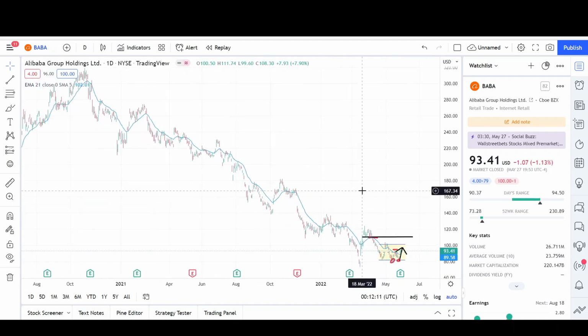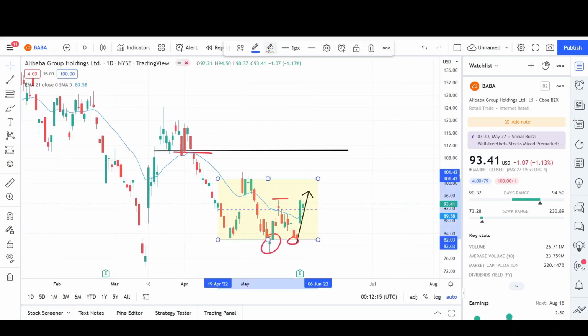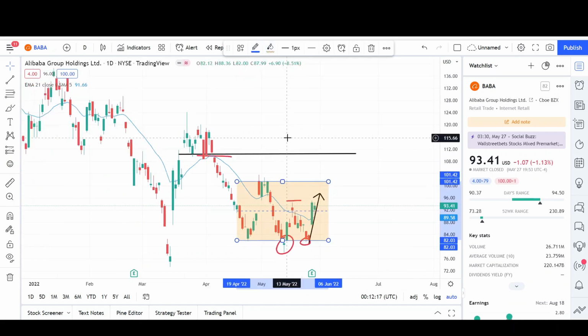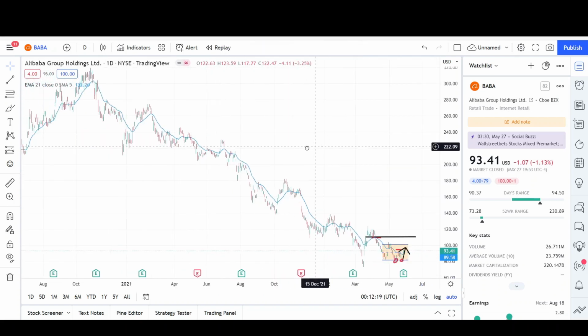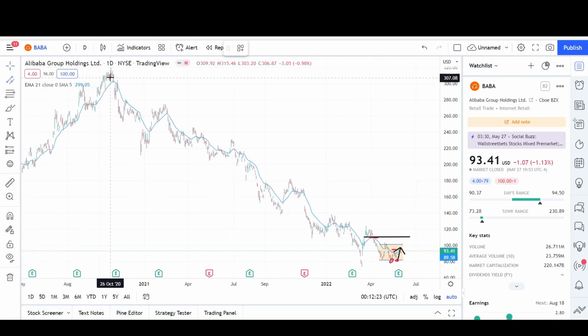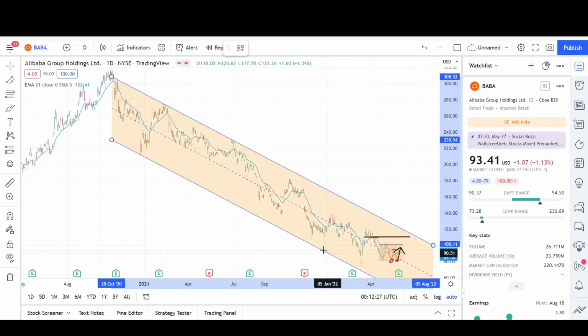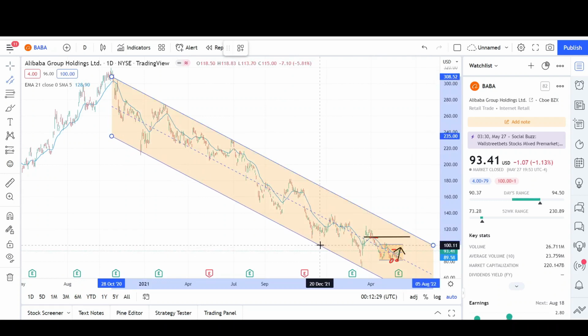So let me show you guys the overall pattern. Let's go ahead and make this orange, and I'll make the overall pattern yellow, and you'll be able to see what I'm talking about more clearly. So this is where I'll draw the channel from, right from the swings, drag it down, drag the bottom down.